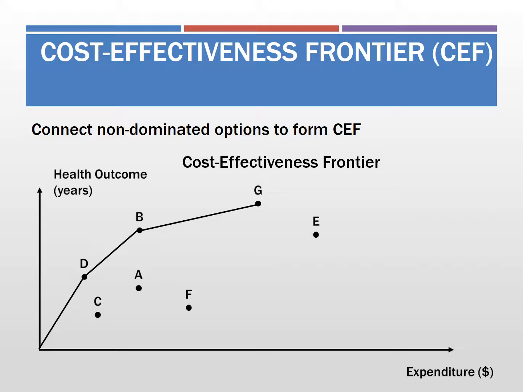So drawing this cost effectiveness frontier is not very complicated because once we plot all these options on a graph, we can immediately see that we are only going to connect the points on the most left hand side of the graph with the highest points. Anything that's within the frontier will not be considered because they are not cost effective.